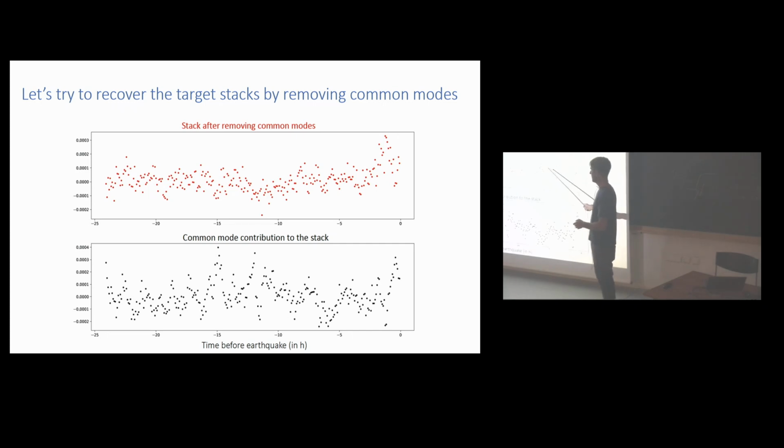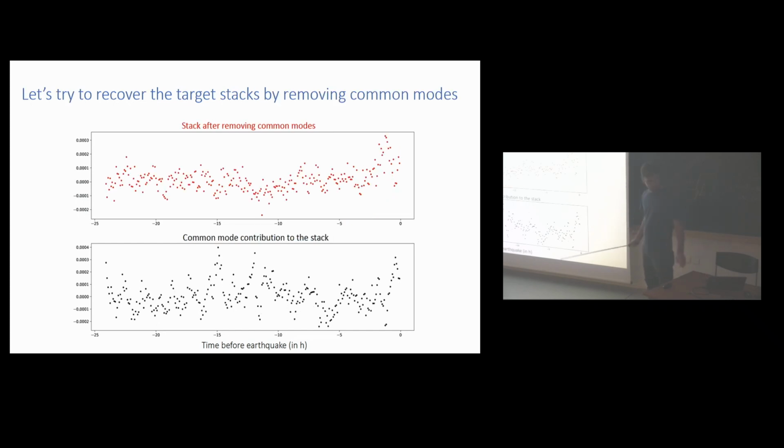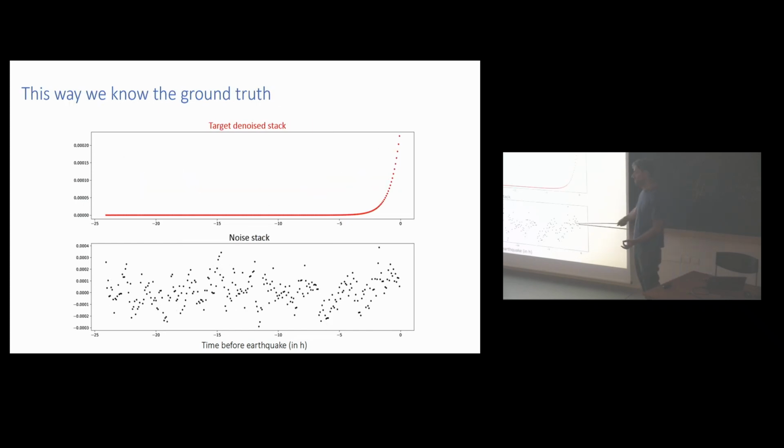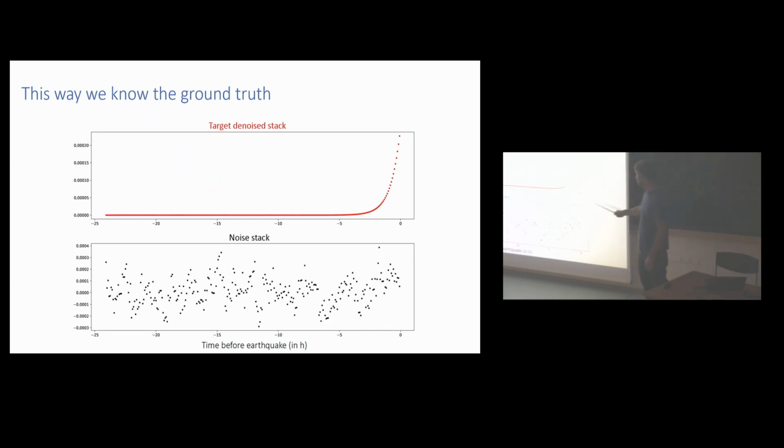So that's the stack after removing the common mode. We can see that there's kind of a signal here, but it's not where it's supposed to be, because we imposed the signal to be here, not here. And what you see here is that the signal actually appears in the stack of the common mode. And it's more obvious if you look back. Really, you know that this spike here doesn't come from the noise, because once again, we know the noise, we imposed it, it's here, and it's not there. Actually, it comes from there. And actually, this spike here doesn't come from the signal, it comes from the noise.